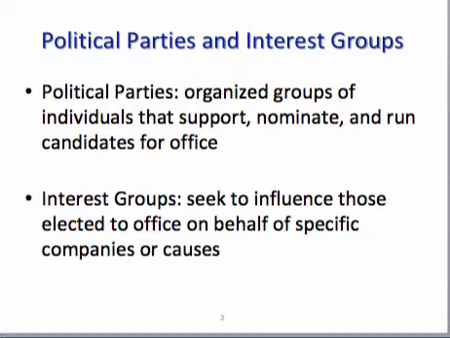We're talking about interest groups and political parties in this chapter. They are related topics, but distinct, as we have the definitions presented in the book. Political parties organize groups of individuals that support, nominate, and run candidates for office, and interest groups are seeking to influence those who are elected to office on behalf of specific companies and causes. So they're related, but distinct, right?